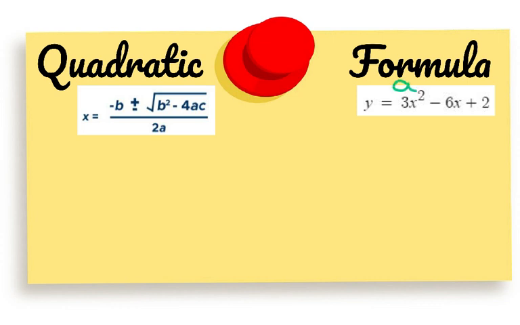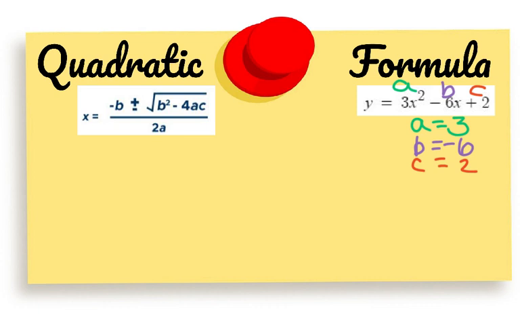So I know my a is the number in front of my x squared, so it's going to be 3. My b is the number in front of my x, so it's going to be negative 6. Be very careful, don't forget the negative sign. And my c is just my constant, so the c is a 2. Let's go ahead and plug in these numbers into our quadratic formula.